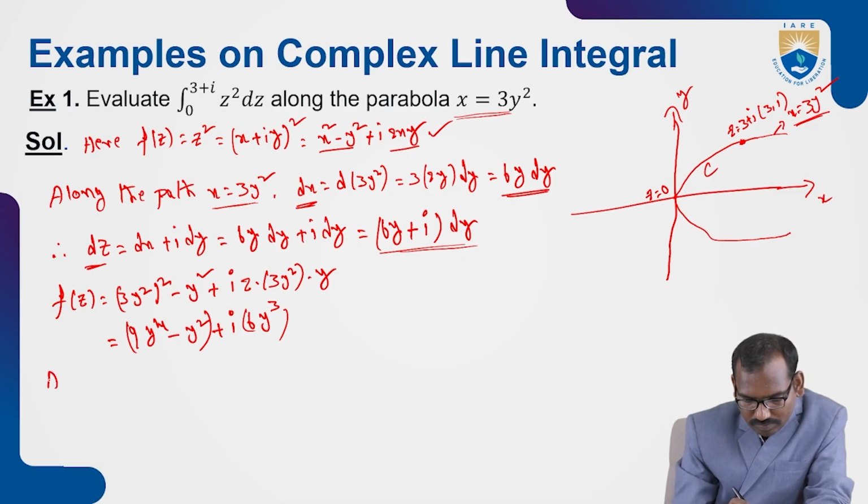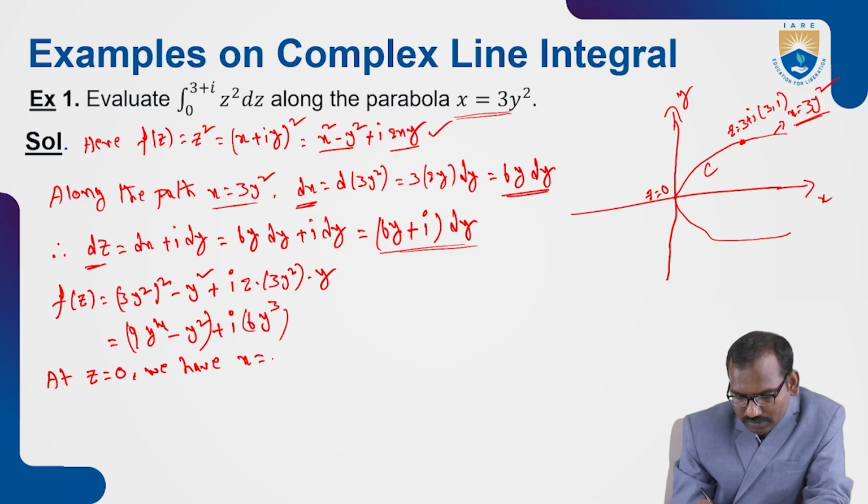At z is equal to 0, we have, what is x now? What is y? Because I am interested in y values. So here at z is equal to 0, the y value is 0.